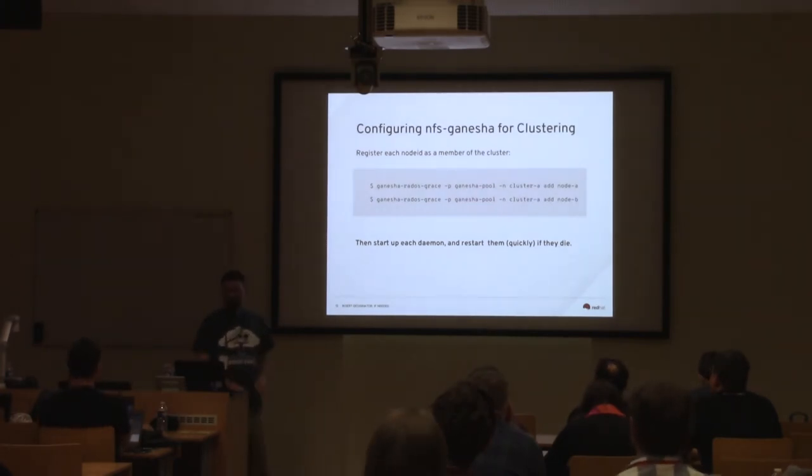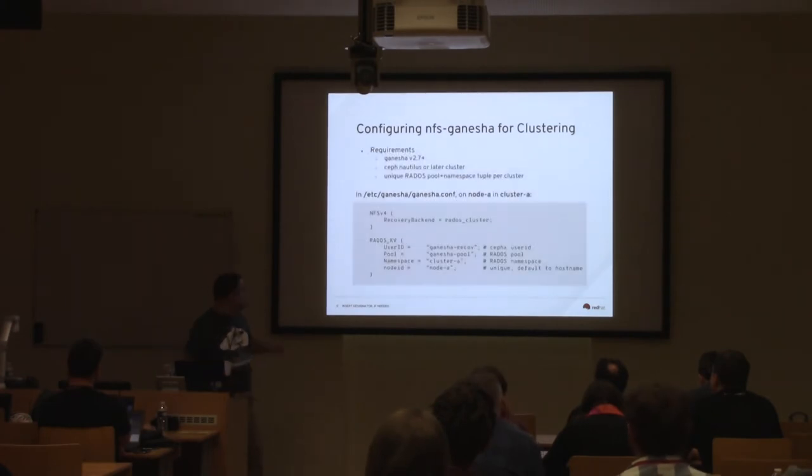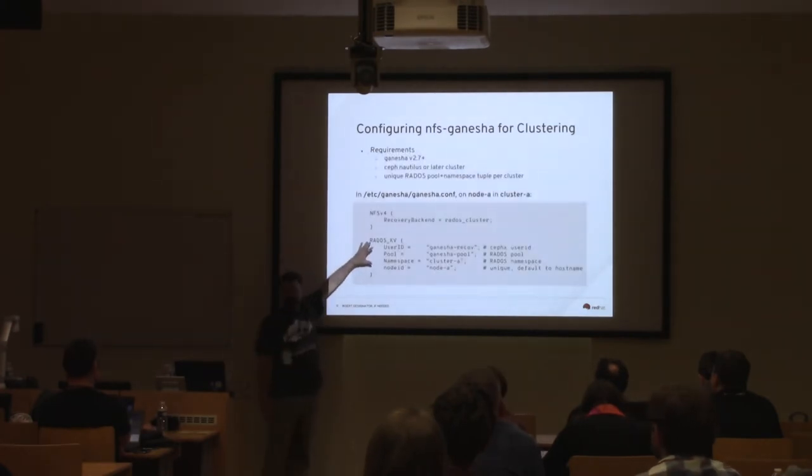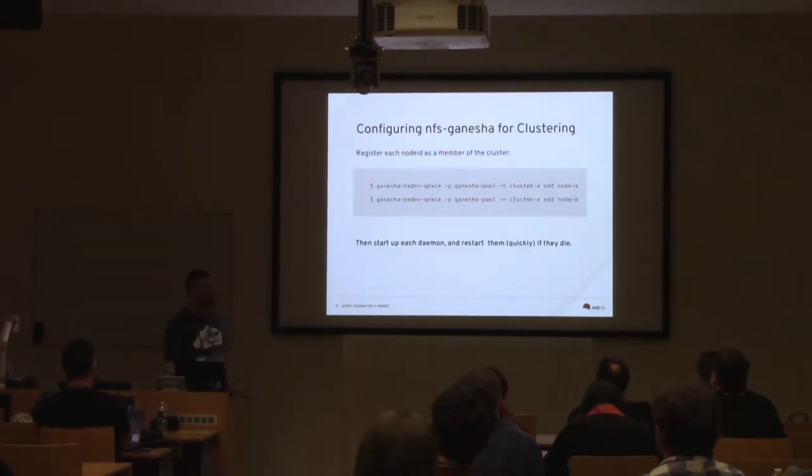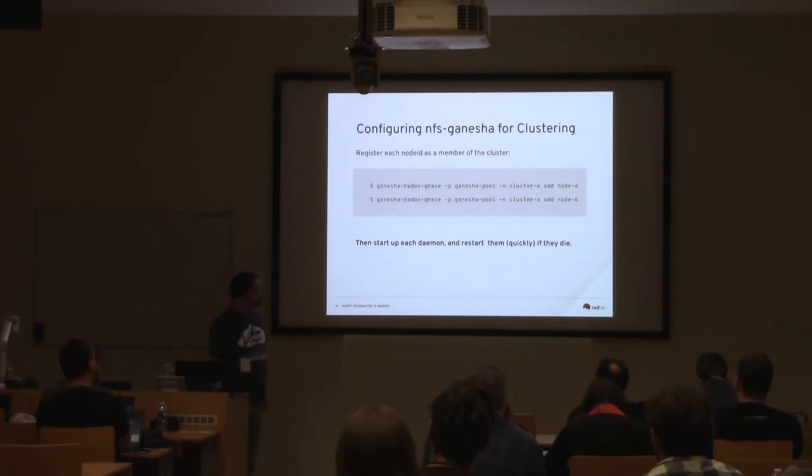And that's what this RADOS KV block does too: we're feeding it parameters for libRADOS to talk directly to the RADOS cluster and fetch objects and so on. So, good question. ganesha-rados-grace will have to add each node to the database. In this case, we're doing two nodes, a node A and a node B, and each has to be unique.